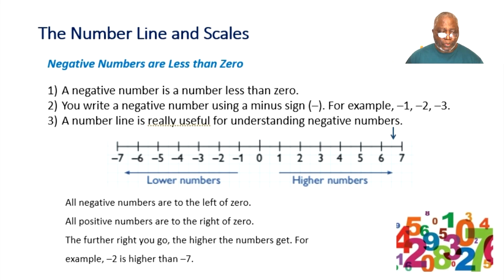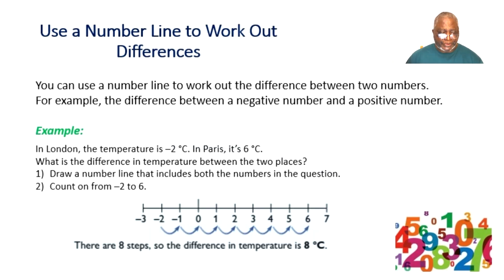Use a number line to work out differences. You can use a number line to work out differences between two numbers. For example, the difference between a negative number and a positive number. The temperature is the best scenario to look at when you're doing something like this. So, in London, the temperature is -2 degrees Celsius. In Paris, it's 6 degrees Celsius. What is the difference in temperature between the two places?